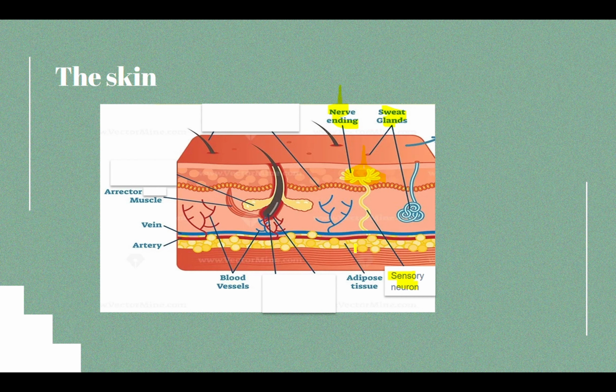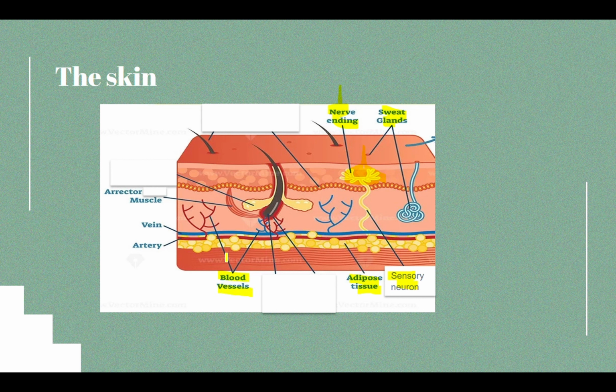Here we have the adipose tissue. Now the adipose tissue has been mentioned in chapter 4. It is there for heat insulation to keep your body warm during winter. It is a fatty layer in your skin. If there was labeling, you can call it adipose tissue or fatty tissue. It is the same thing.